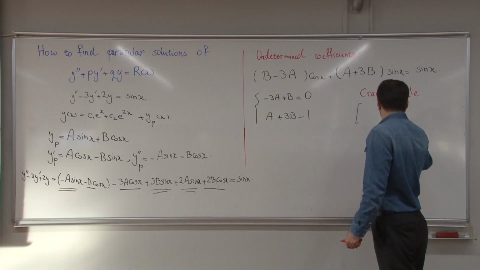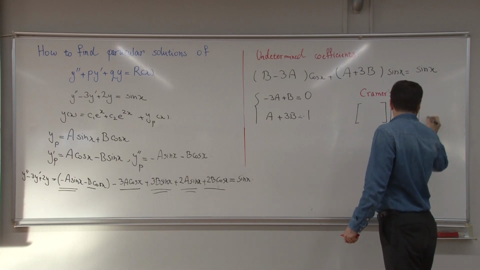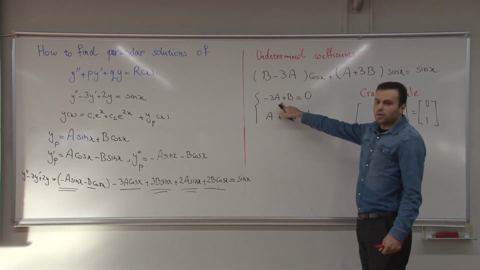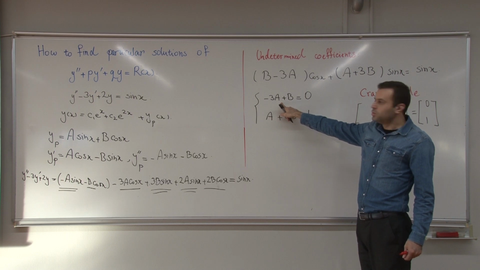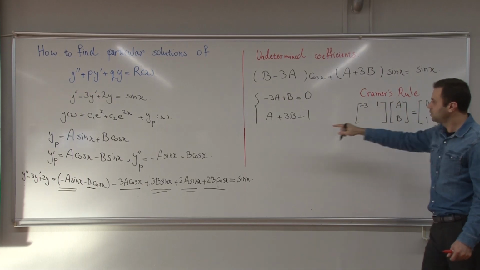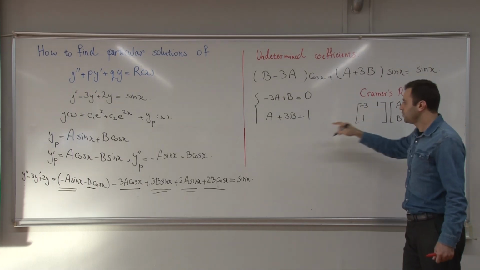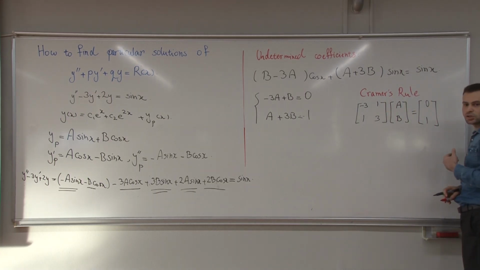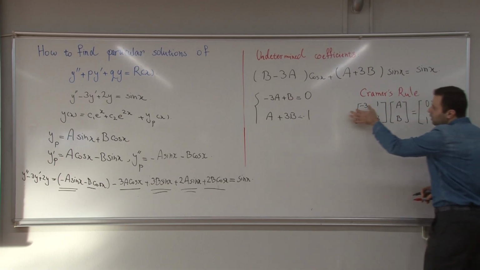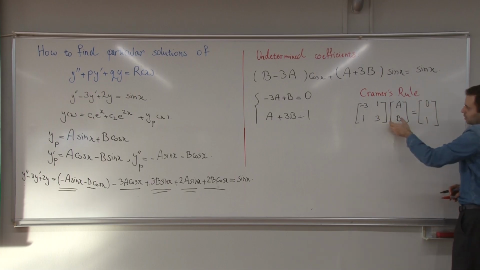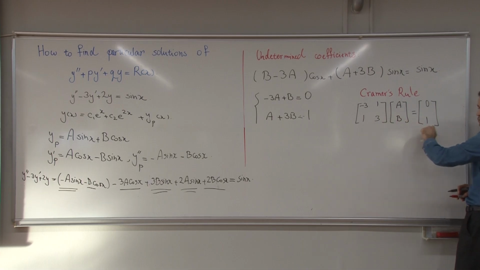If I have my A, my B, and my right hand side, which is 0 and 1, what is the coefficient of A in the first row? Minus 3. What is the coefficient of B in the first row? 1. If you do this matrix multiplication, you will see that this is going to be exactly this one. Minus 3, 1, multiplied by this, which is minus 3 times A plus 1 times B. This must be equal to 0. And also 1 times A plus 3 times B is equal to 1. Okay?